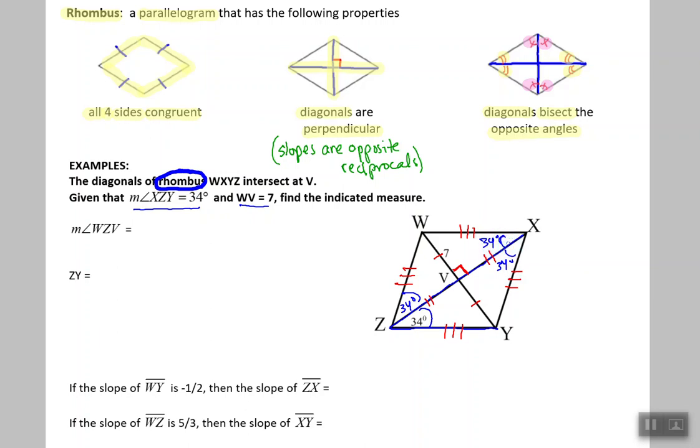Let's see now how we can answer the questions. Measure of angle WZV equals, so where is WZV? Now because we smartly marked our picture, we can easily tell how much WZV measures because we already wrote it in. It is 34 degrees.